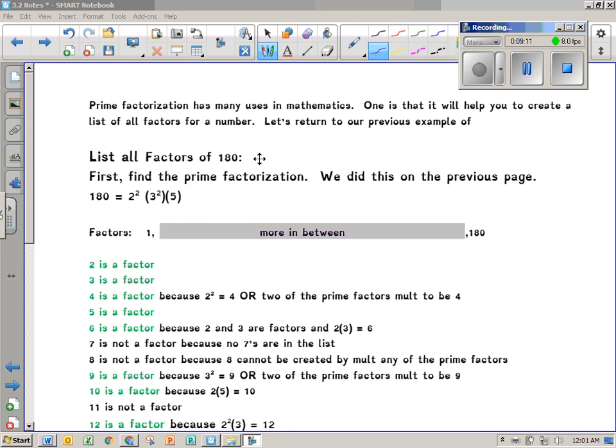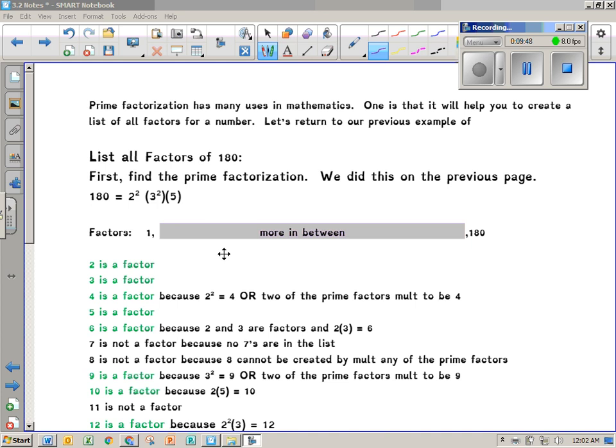So suppose you're asked to list all the factors of 180. Well, first you could find the prime factorization. Well, we already did this, and it's right here. We did that on the previous page. So if I want to list the factors, I would first start with 1 and 180, but there's a whole mess of them in between. So all I have to do, and it's really handy, is look at these prime factors, and they will tell me all of the other factors that are in between.